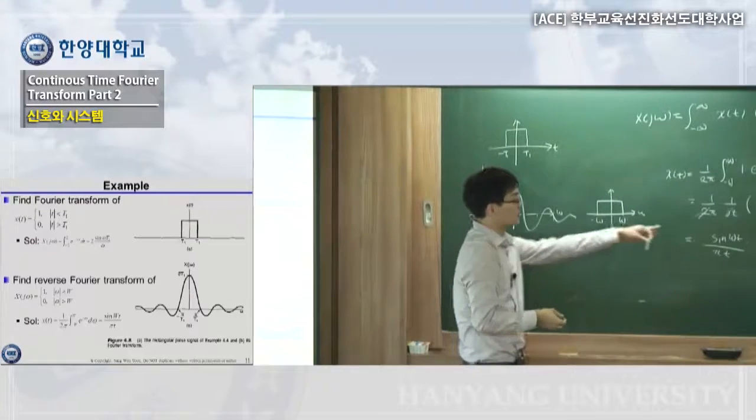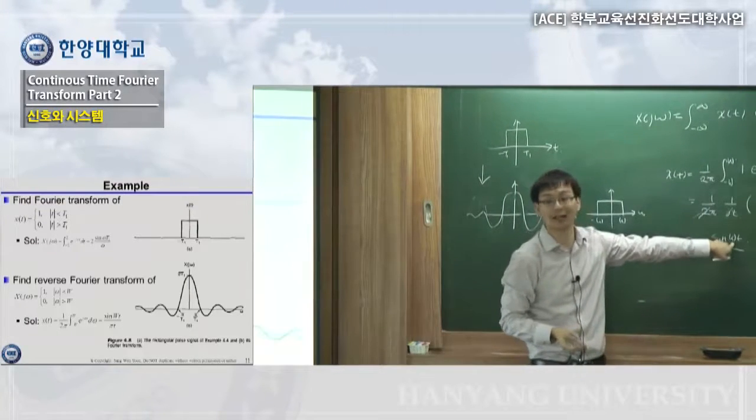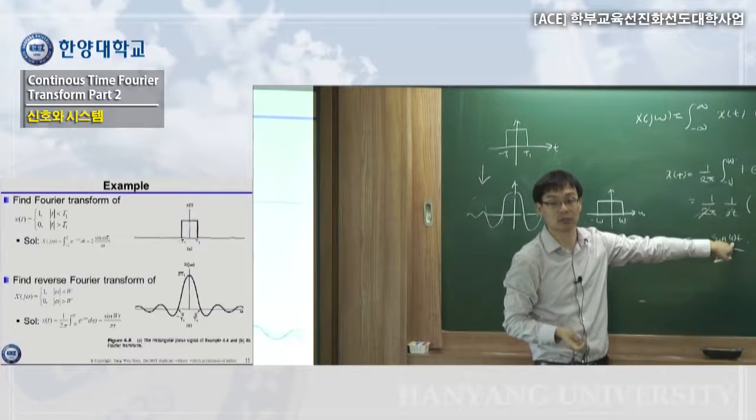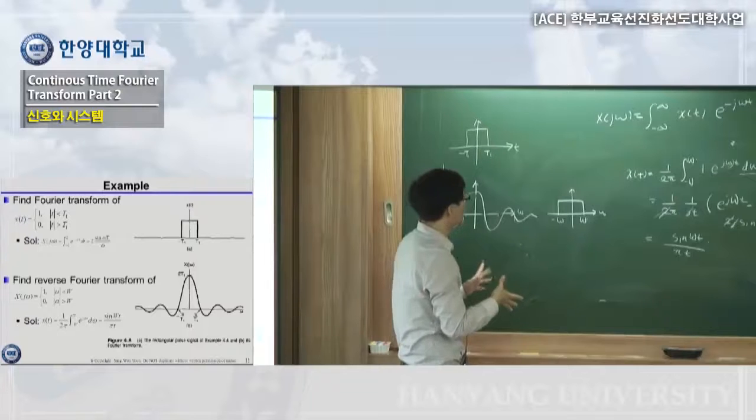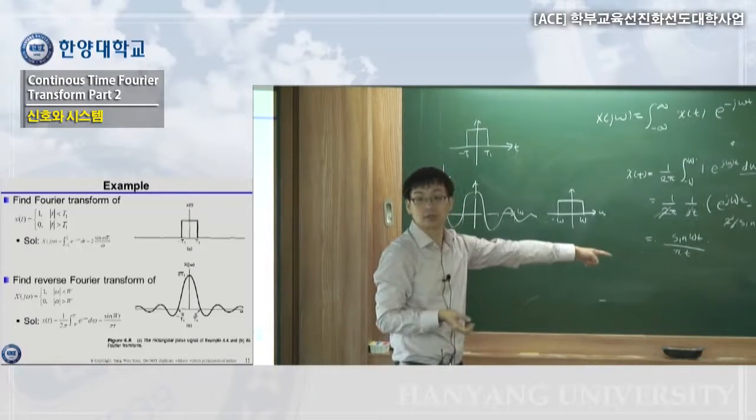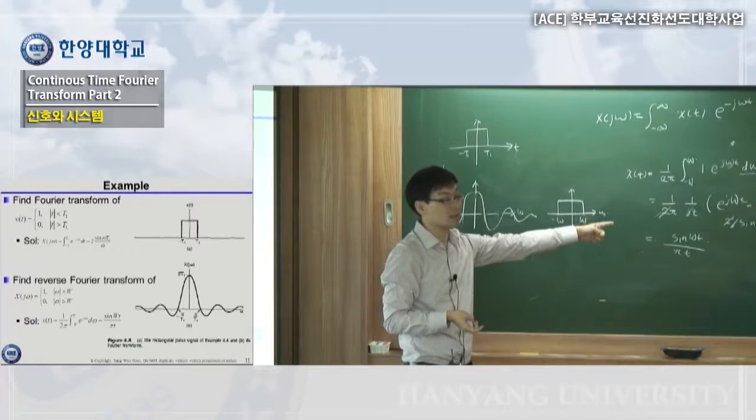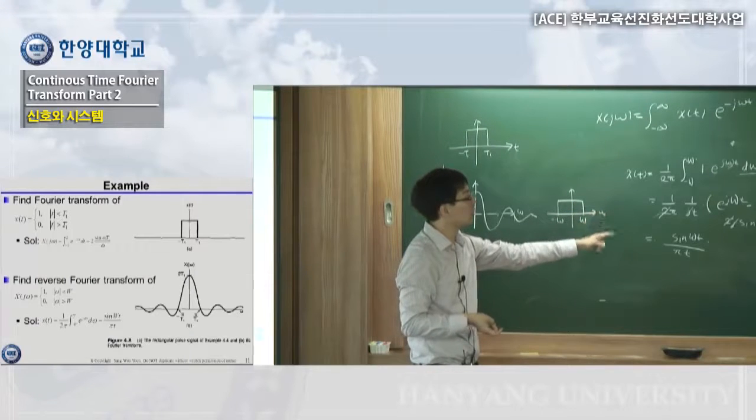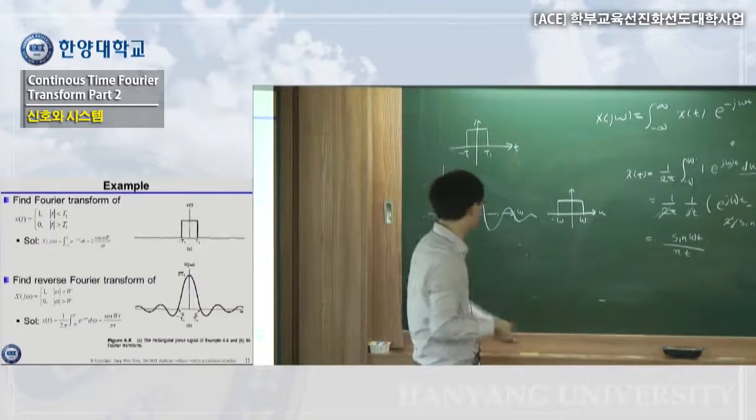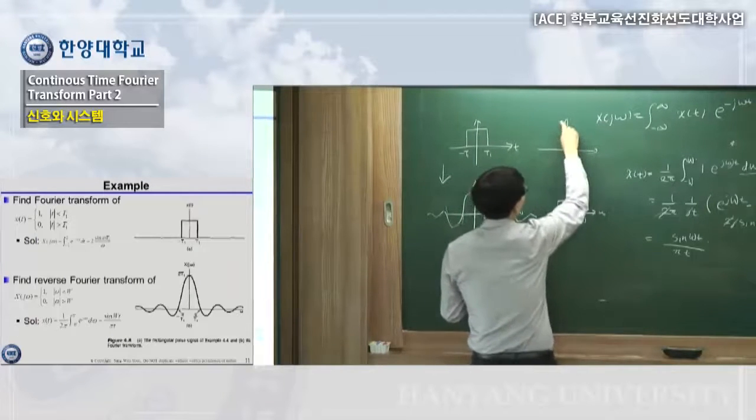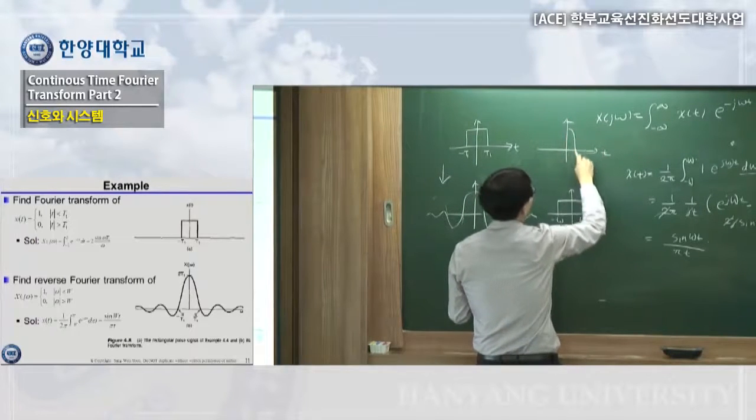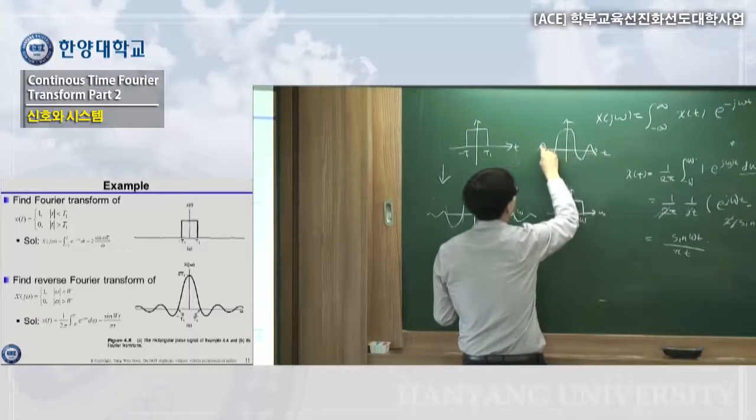Make sure that this one is w, not omega, the frequency component. So the form is quite simple. So this is also zinc function. They have t at inside of sine in numerator, t at the denominator. So they also have form similar to like this.